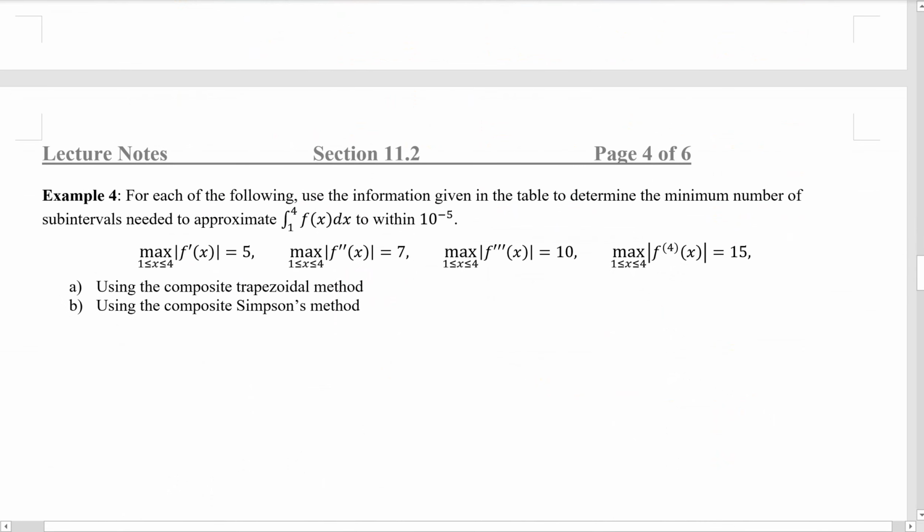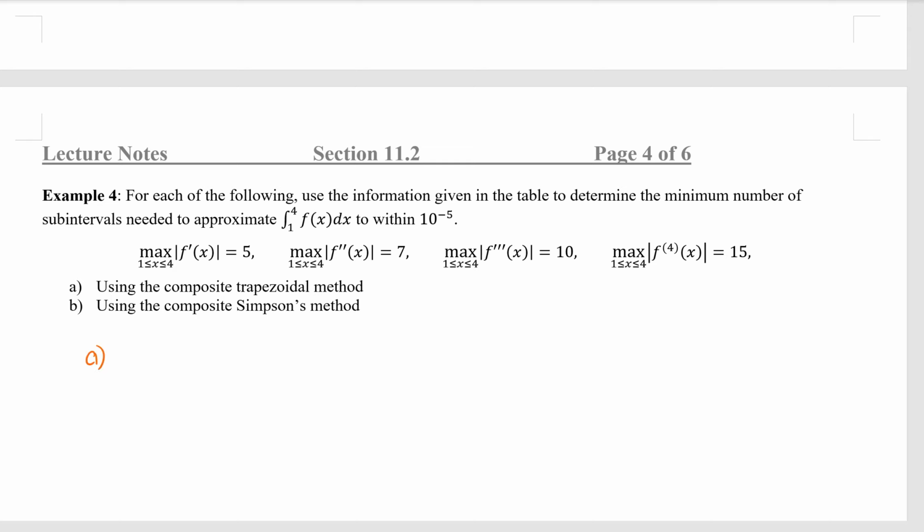Example 4. For each of the following, use the information given in the table to determine the minimal number of subintervals needed to approximate the integral from 1 to 4 of f of x dx to within 10 to the minus 5. Here we're given the maximum bounds of the derivatives over the interval from 1 to 4, so we just need to pick the information we need. We don't have a formula for f, so we don't know what it looks like, but we have the bounds for the derivatives. Okay, part A, use the composite trapezoid rule.